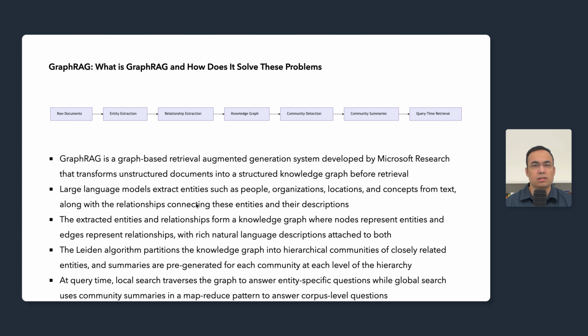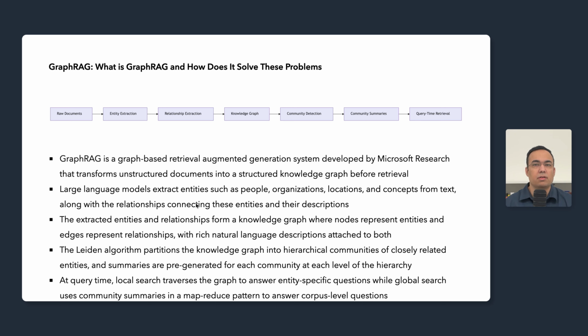Think of communities as clusters of entities that are more densely connected to each other than to entities outside the cluster. For each community at each level of hierarchy, GraphRAG pre-generates natural language summaries. These community summaries capture the key themes, important entities, and significant relationships between each cluster.